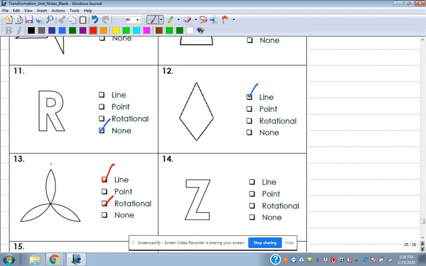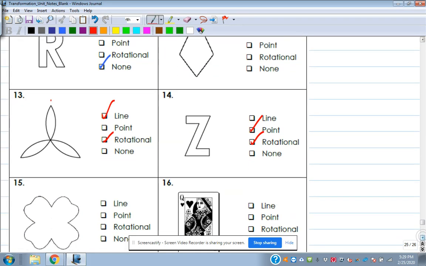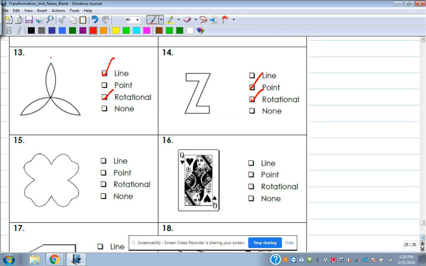I can't remember. And then 14, the letter Z. Point, and if it's point, it has to be rotational. Yeah, because you flip that Z over, it looks like a Z again. And fitting for the upcoming, I don't know if you call it a holiday. Some people do. Yeah, it gets all of them, line, point, and rotational out of that shape.